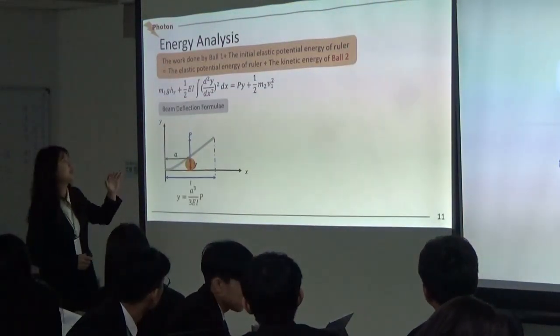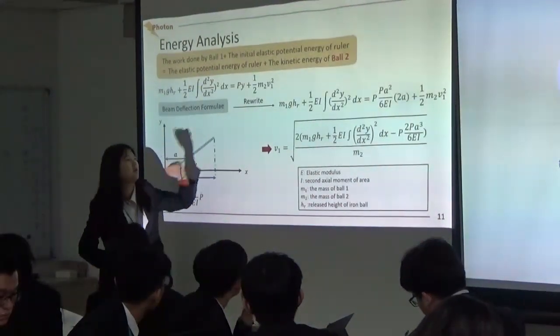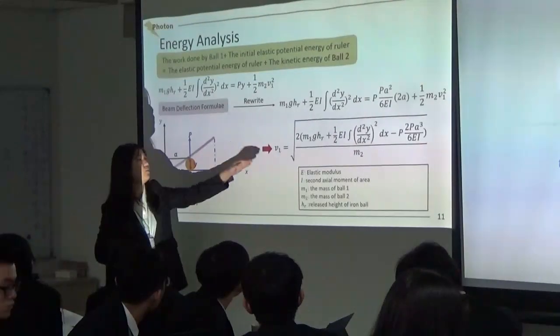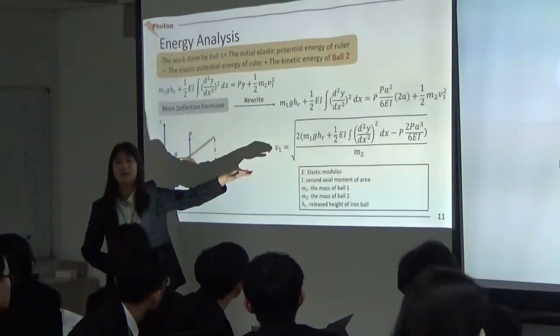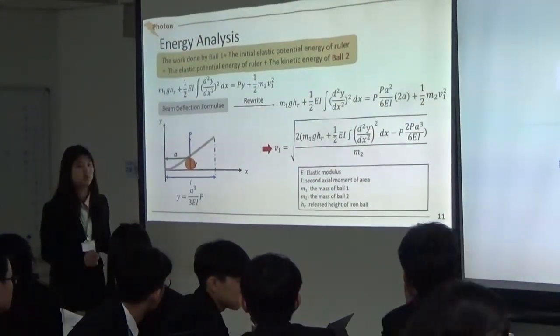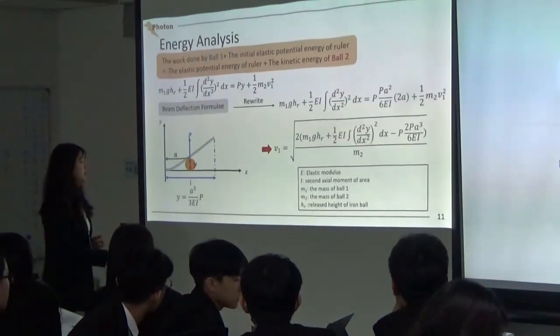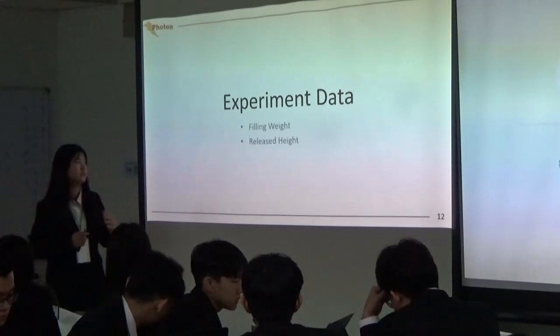And we use the beam deflection formula to rewrite it, and we will get this new formula. And finally, we can know V1, and we will get the theoretical equation that can be our theoretical curve in the experiment to compare with our data. And next, we will talk about the experiment data.